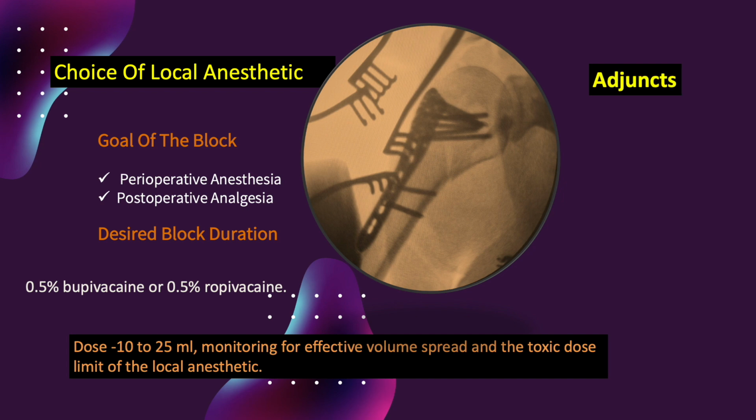What about the adjuncts? The intent of the adjunct medication is to increase the duration of analgesia without prolonging the motor blockade. Various medications which have been studied are clonidine, dexamethasone, and dexmedetomidine, and they have been shown to increase the additional analgesia by around 2 to 8 hours.